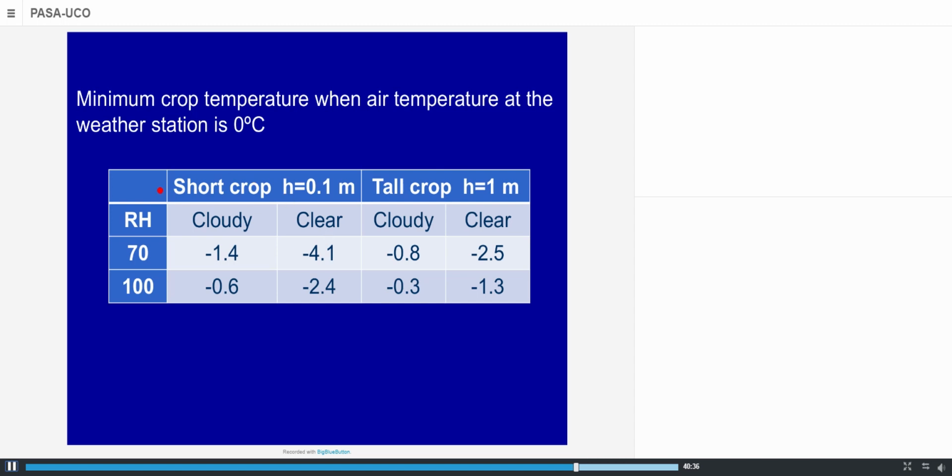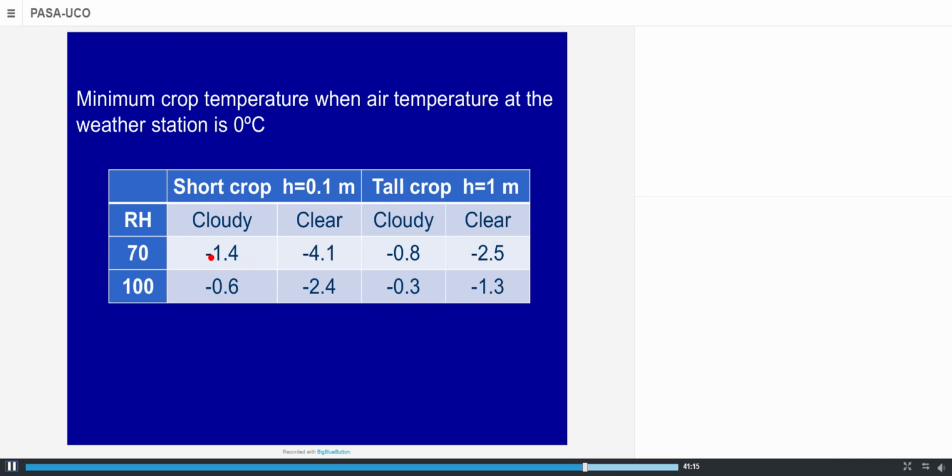Imagine that we have a short crop, like grass, or a tall crop. For instance, let's consider a wheat crop, a tall wheat crop with a height of 1 meter. The conditions may be cloudy or clear, and the relative humidity may be 70% or close to saturation, 100%. If we have a short crop with cloudy conditions and 70% relative humidity, the temperature of the crop surface would be -1.4.